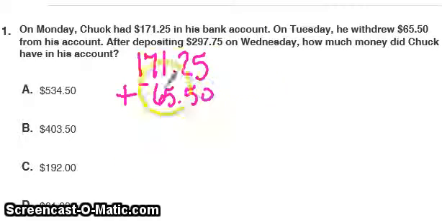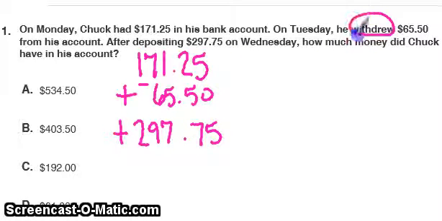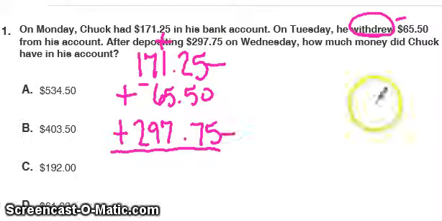65.50. From there, he deposited $297.75 on Wednesday. That's a positive thing. If you look in your pink foldable about translating words to math, it will tell you that to withdraw is a subtraction and to deposit is a plus. So looking at that, I'm going to first put both of my positives together.